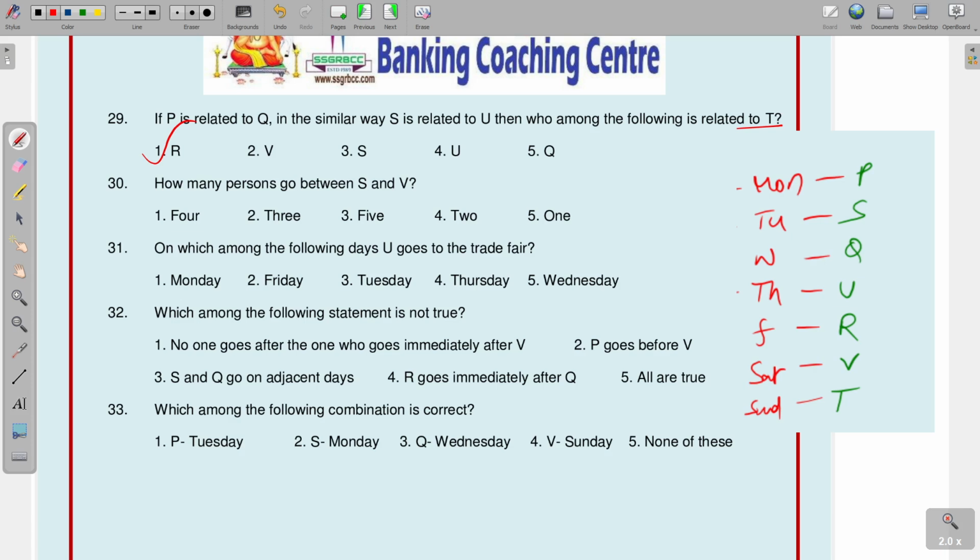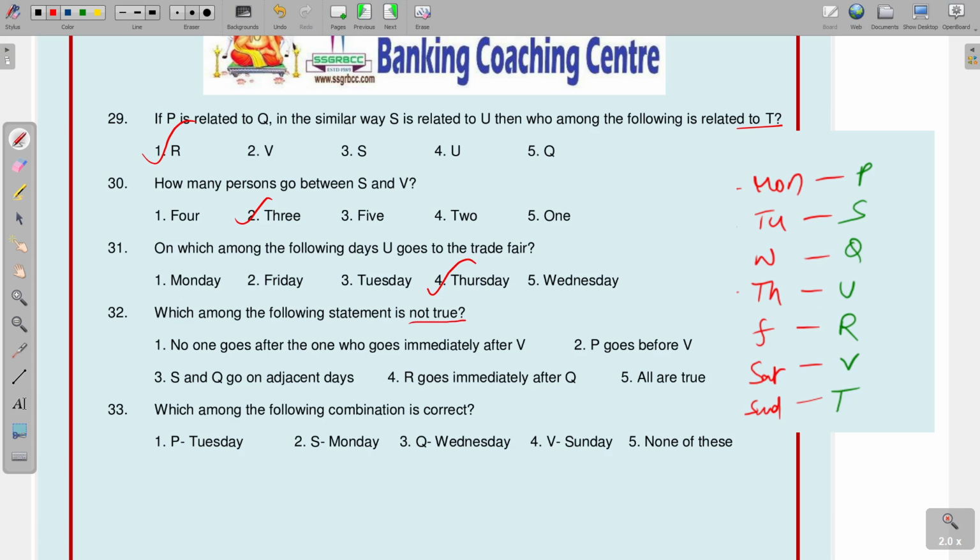How many persons go between S and V? Between S and V, 1, 2, 3. 3 persons are there. Which among the following days does U go? So U is going on Thursday. Which among the following statements is not true? So we need to find the one that is not true.